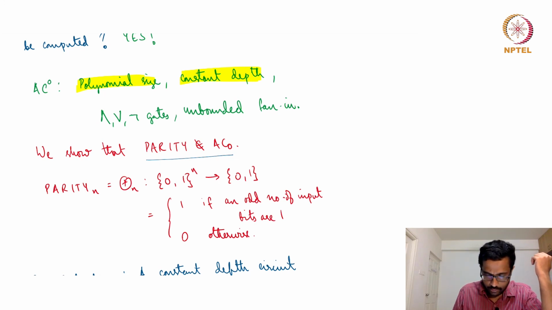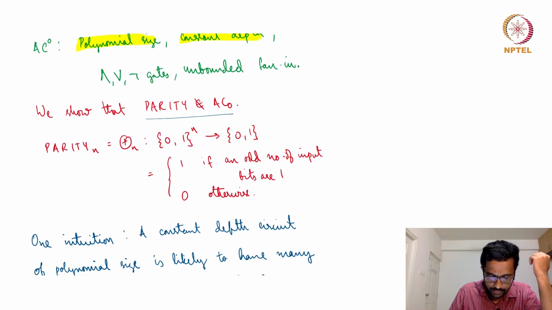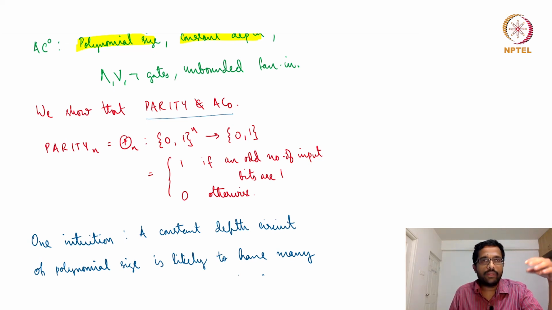And just to reiterate, parity is sometimes denoted with this O plus symbol, the plus inside the circle. You can view it as a function. It is a Boolean function from {0,1}^n to {0,1}. So I think mostly through this proof we will be viewing it as a function, not as a language.